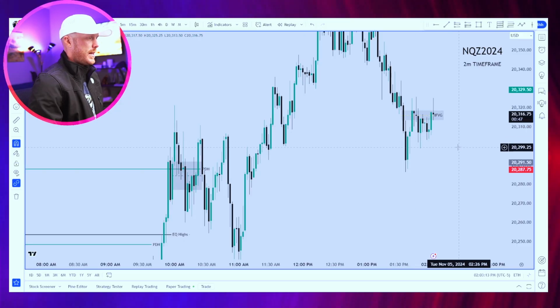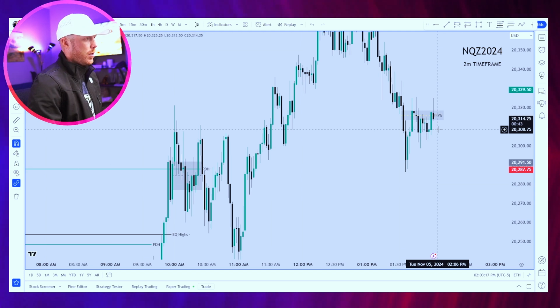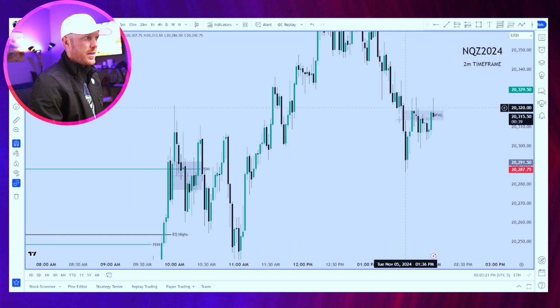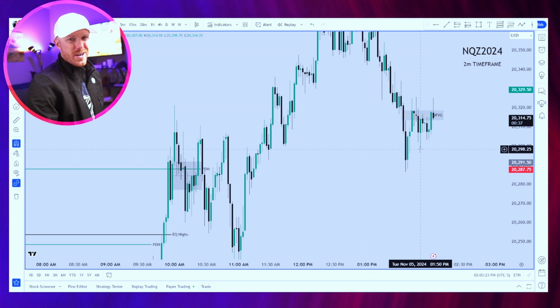So folks, I want to take a second here and we're going to be going over a live example. Today is November 5th and I'm on a paper account, but this is live price action where we're going to take a trade and show you exactly what I mean in regards to moving your stop to break even when you're taking profits.